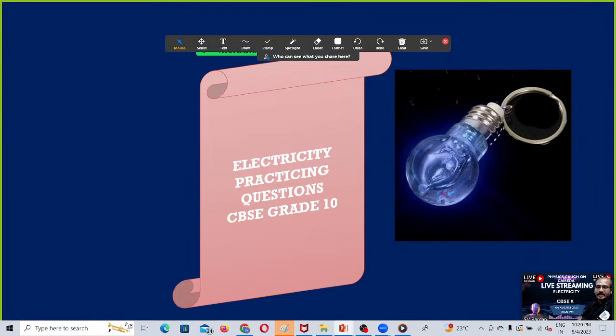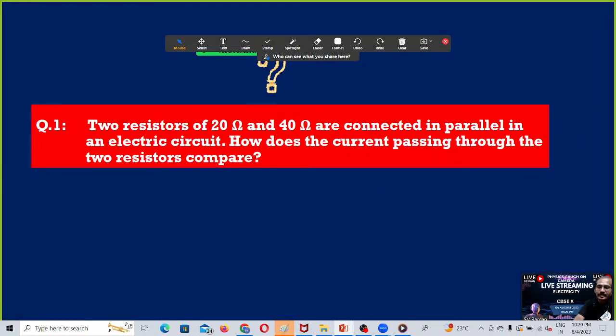Practicing questions, how they're asking in class 10th standard. There is a question over here. Two resistors of 20 ohms and 40 ohms are connected in parallel in an electric circuit. How does the current passing through the two resistors compare?